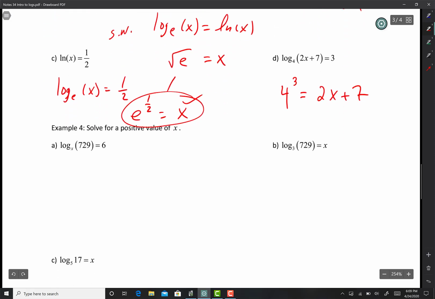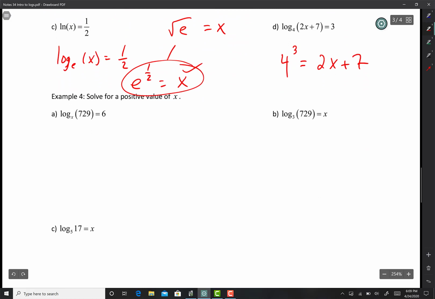All right, so now let's see, solve for the positive value of x. So now we're about to have some fun. If you have something like this one, x to the power 6 equals 729, and you know what this is, it's a perfect value for x. So you can take the 6th root, and that will give you your x value, and it's going to be 3.